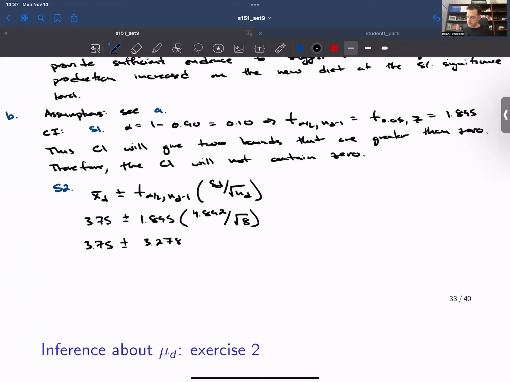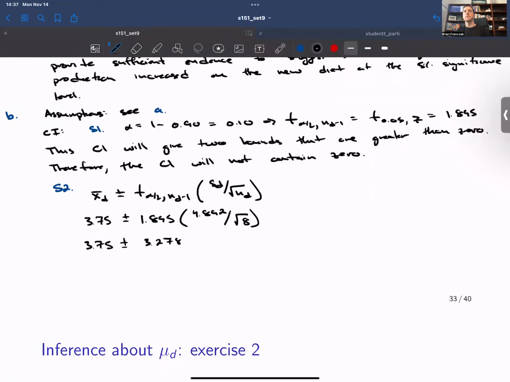All right, so then our interval is going to be 0.0472 to 7.028. Okay. So then we can say that this is verified. The CI does not contain 0. Okay. Both bounds are bigger than 0, so 0 is outside the interval.